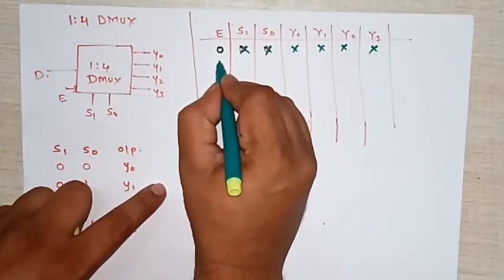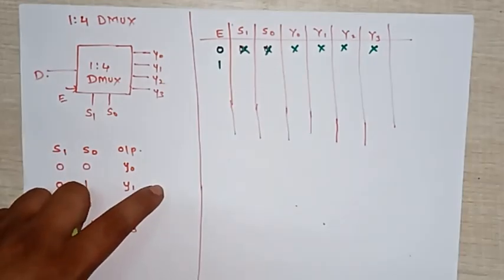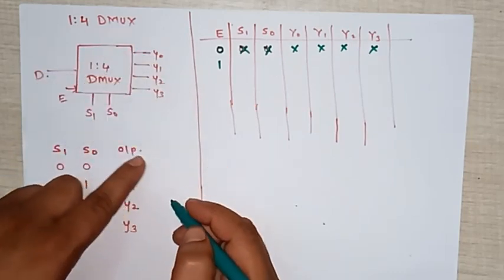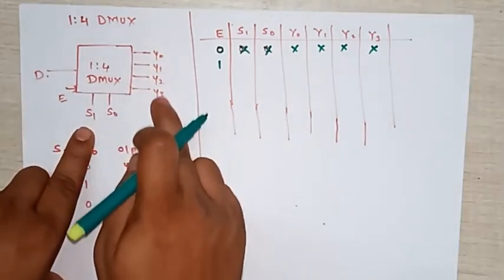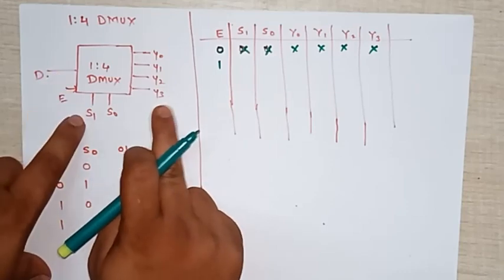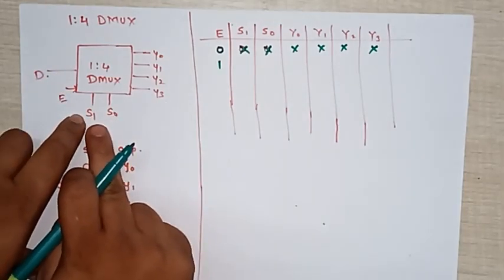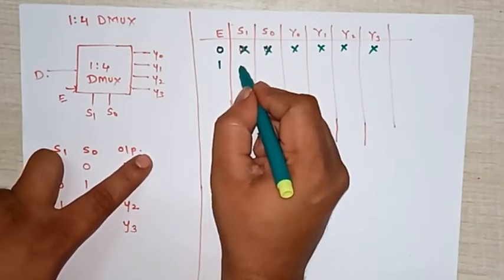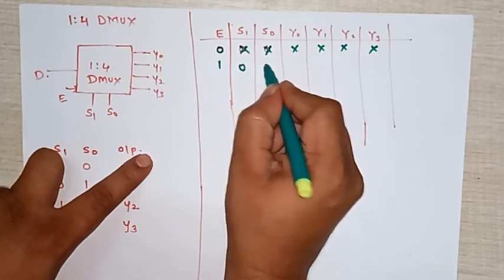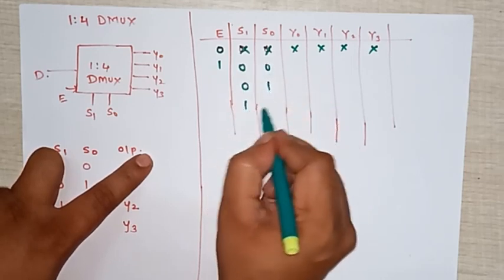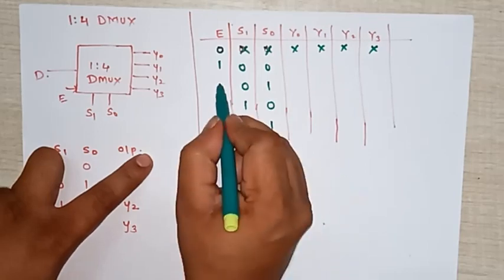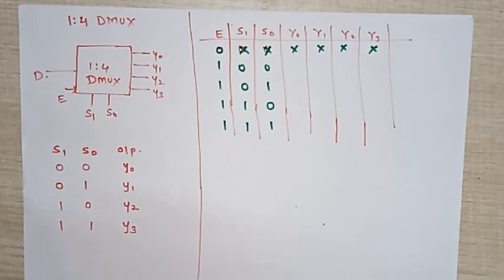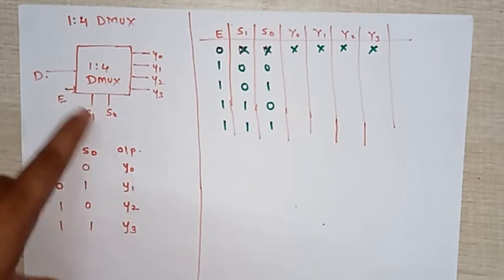Now when E equal to 1, what happened? Now the demux is in active state. When it is in active state, the output connection to the input will depend on the status of the select lines. So here we have to take all the values of the select lines. Possible values of the select lines are 0 0, 0 1, 1 0 and 1 1. Here we make the enable 1, because then and only then the demux is in active condition.